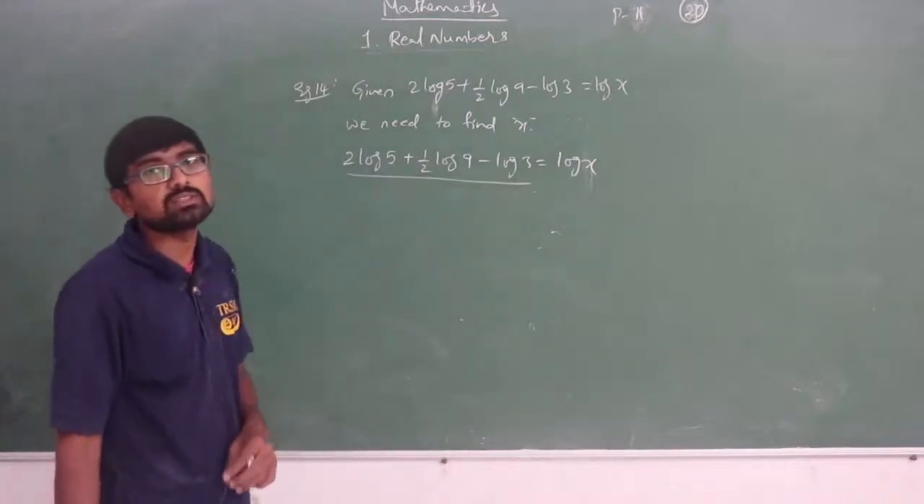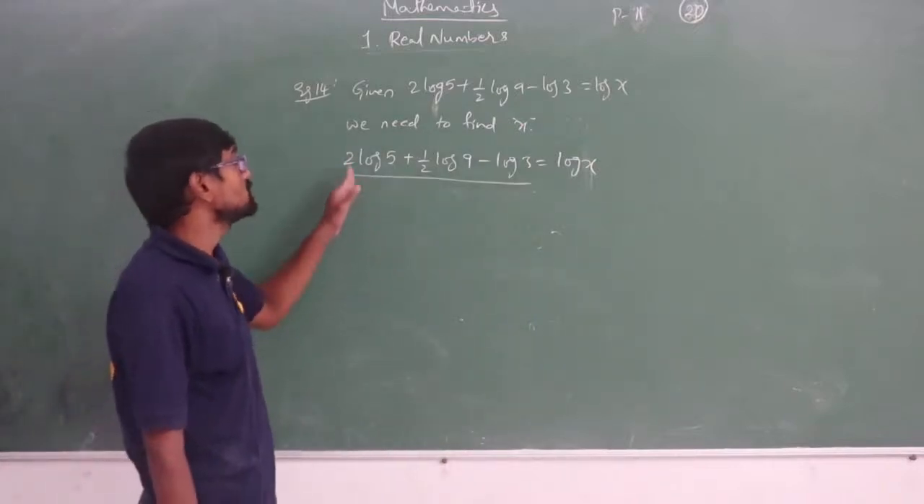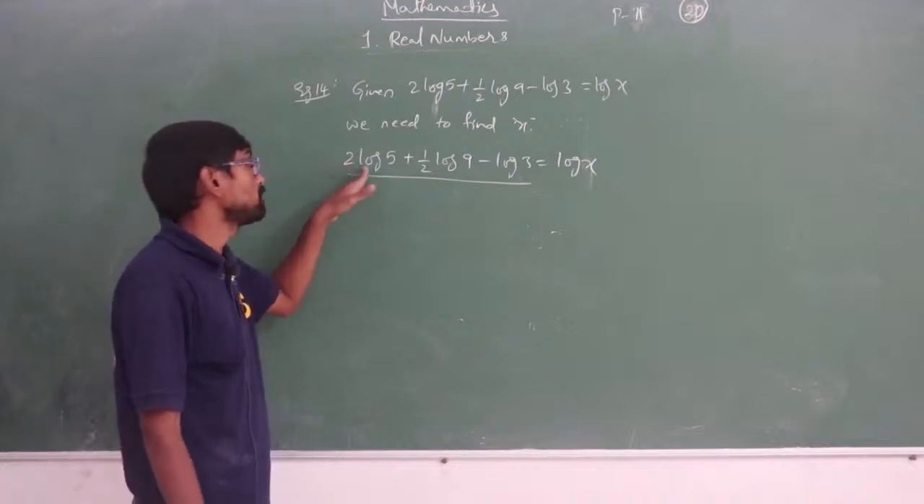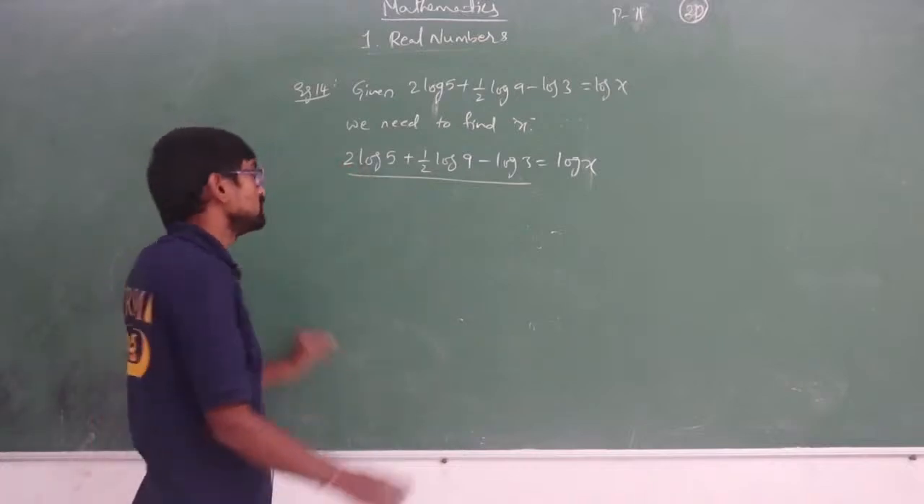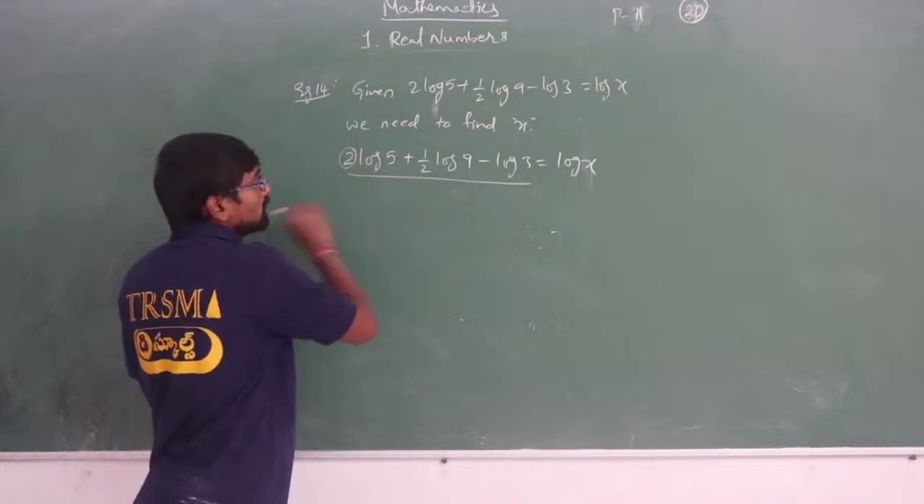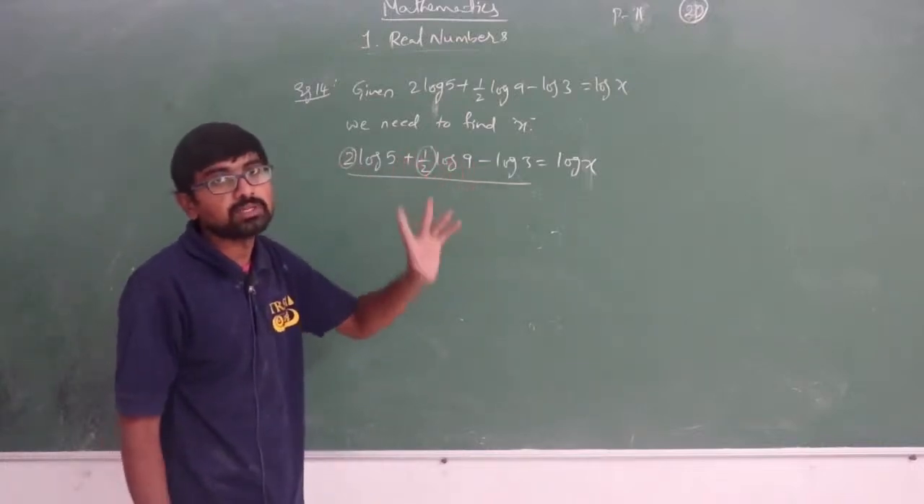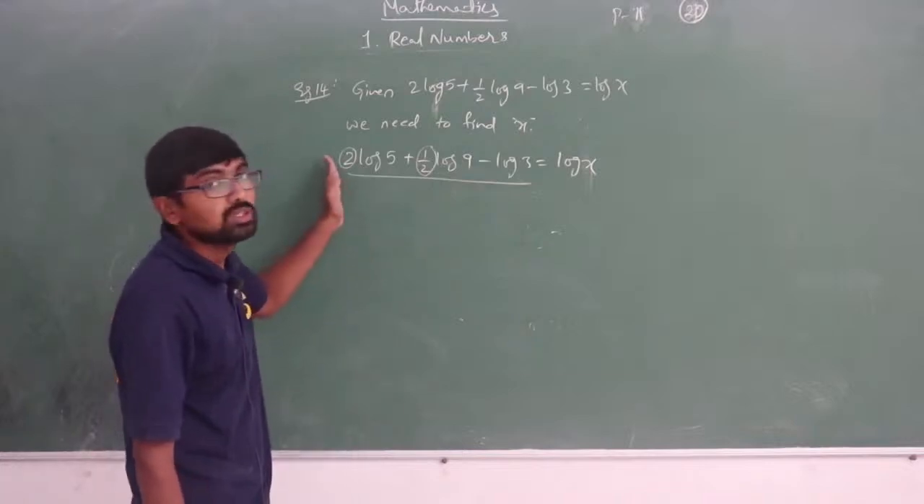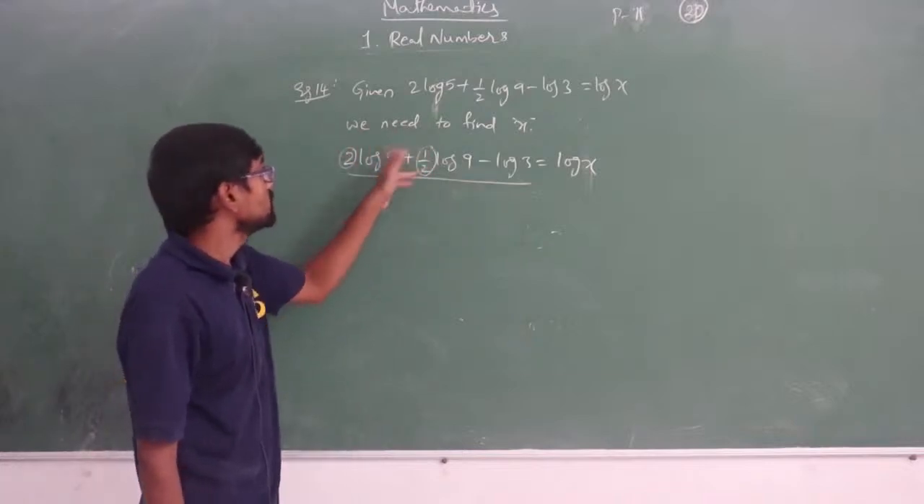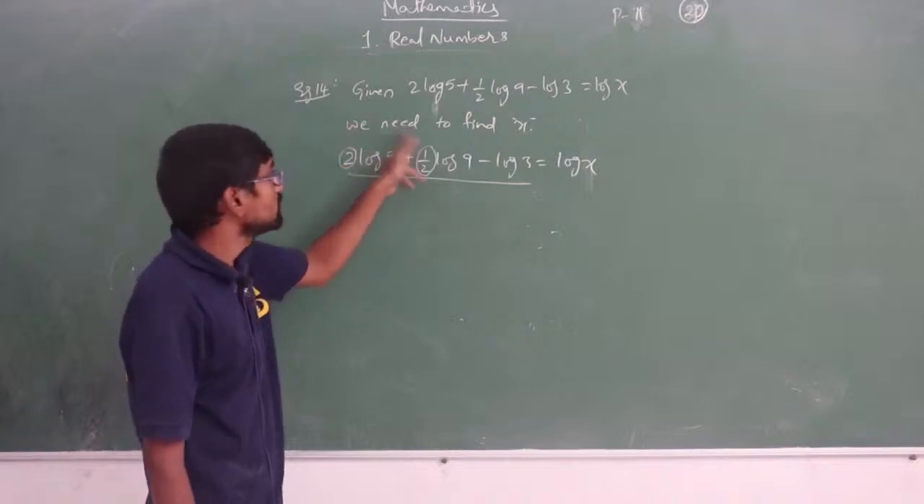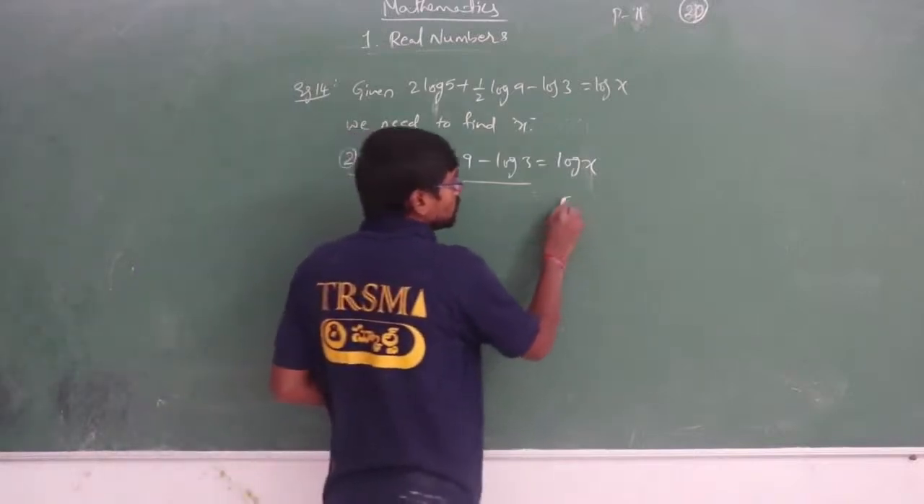Whenever we are converting these into a single logarithm, first we will check whether numbers are being multiplied to these logarithms or not. Yes, absolutely. 2 is multiplying. Here 1 by 2 is multiplying. Here no number is being multiplied. So first we need to send these numbers back, so how? By using the power rule.